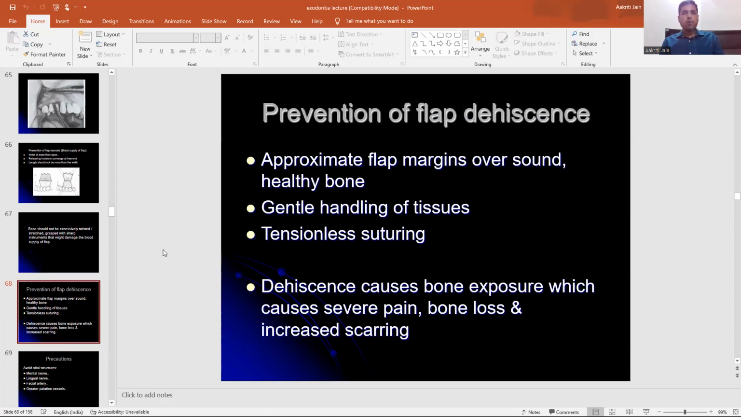Prevention of flap dehiscence. Approximating the flap margin over sound, healthy bone, gentle handling of the tissues, and tensionless suturing are the key important parameters. Dehiscence causes bone exposure, which causes severe pain, bone loss, and increased scarring.